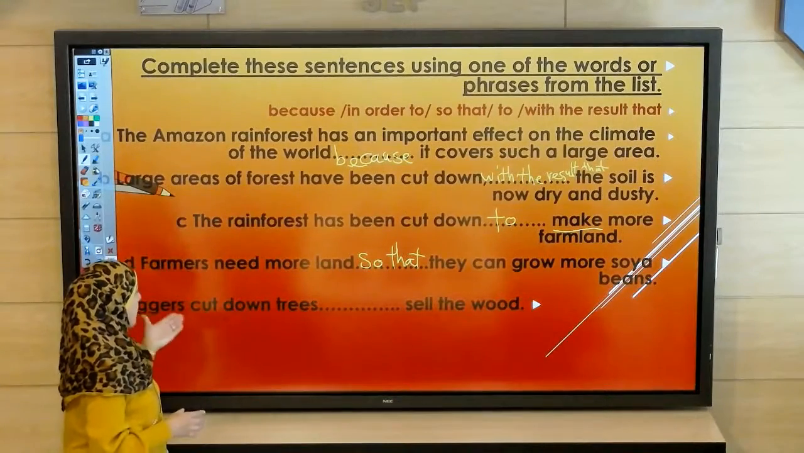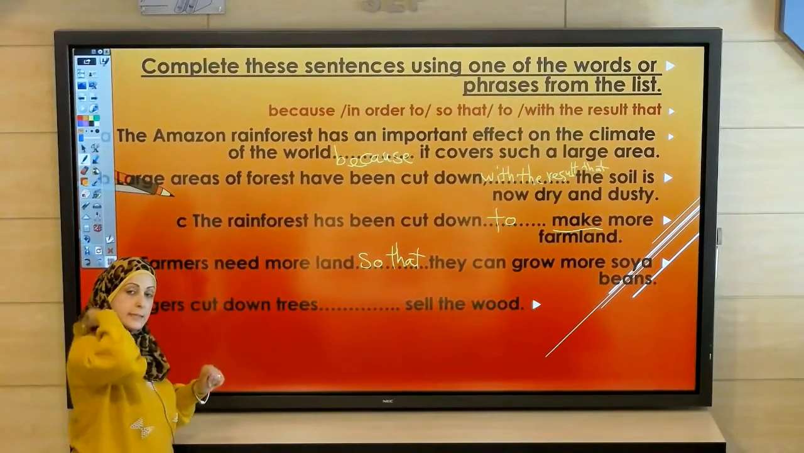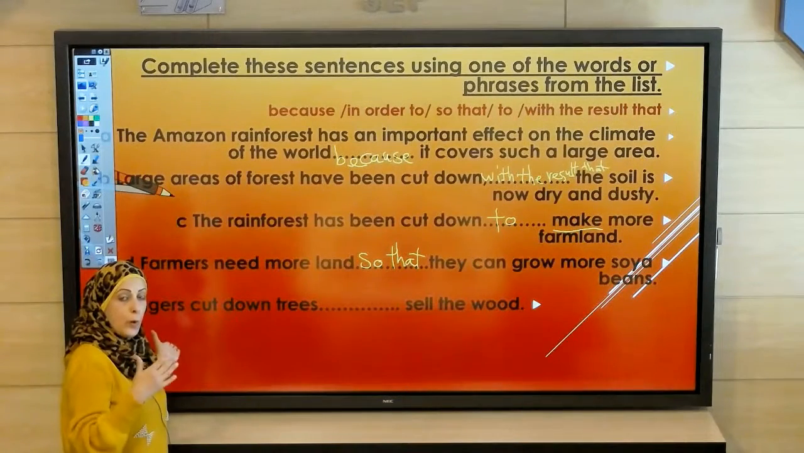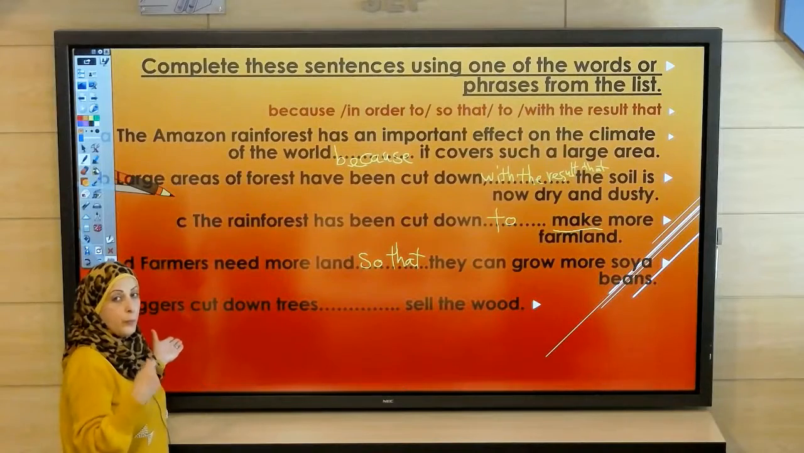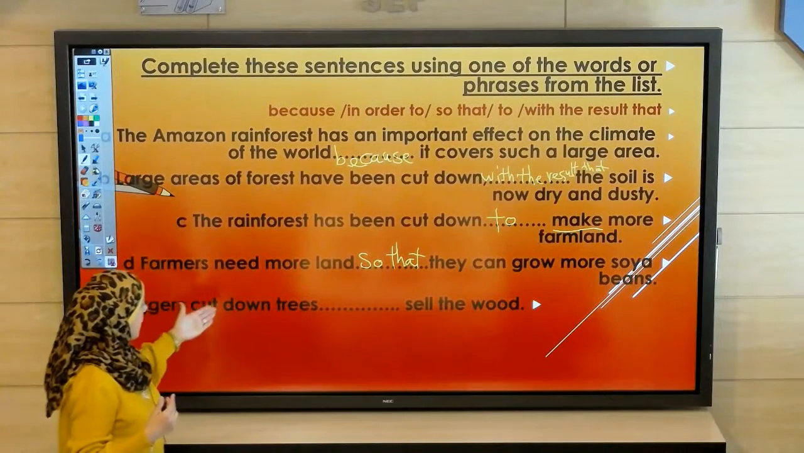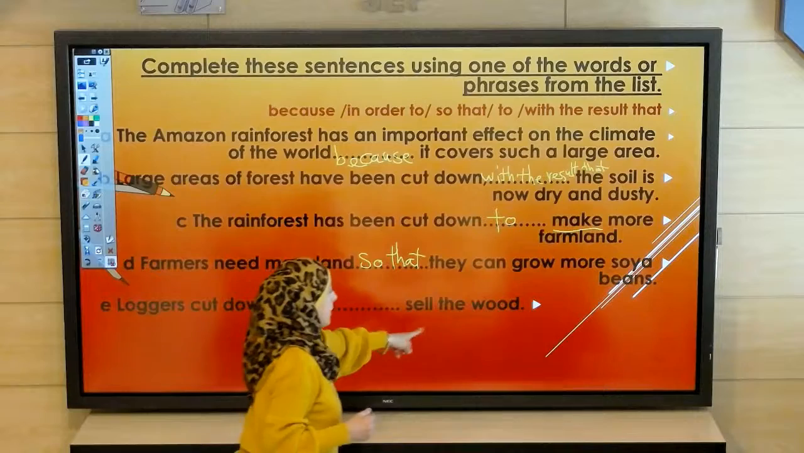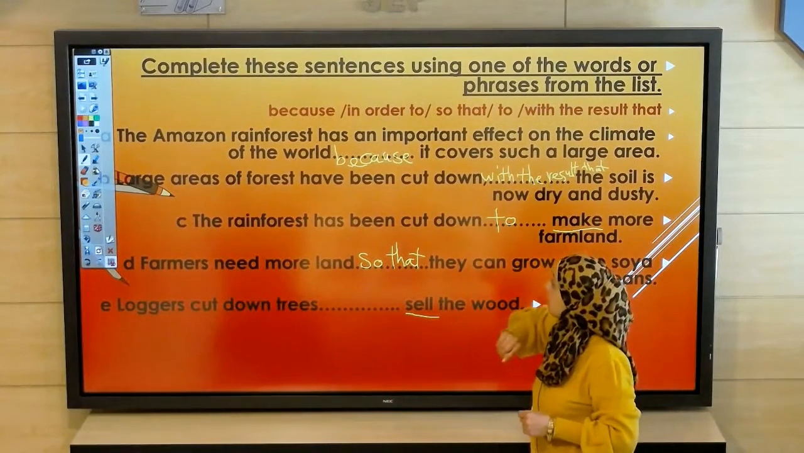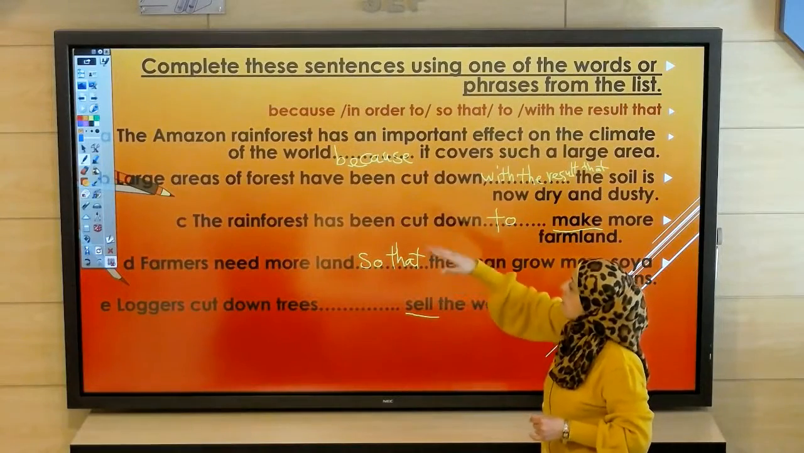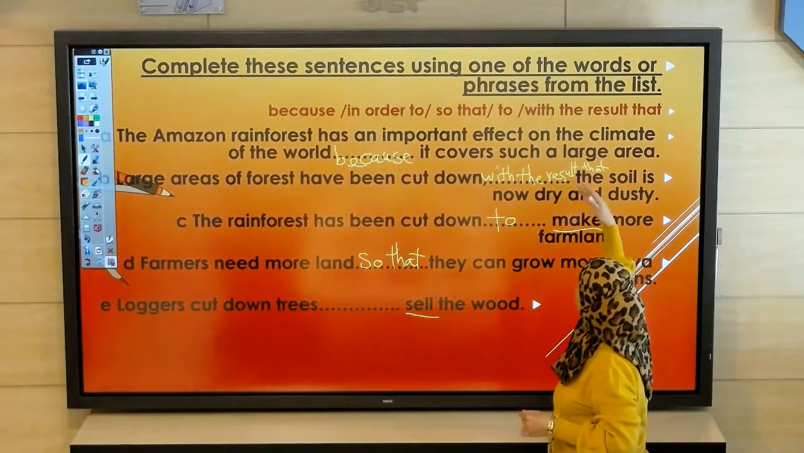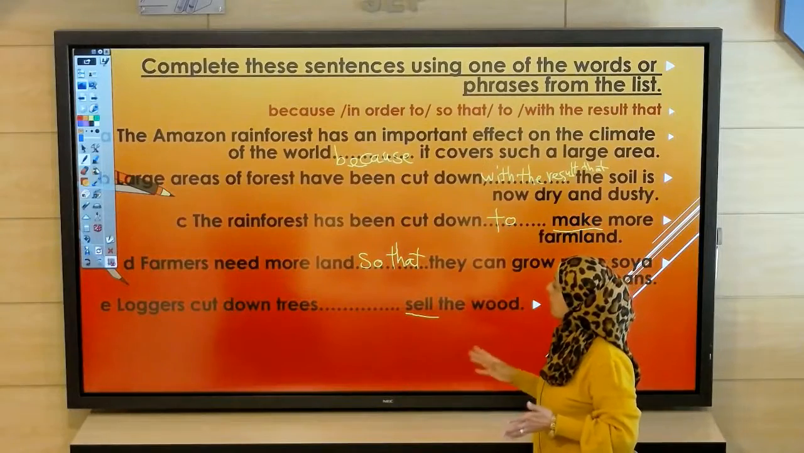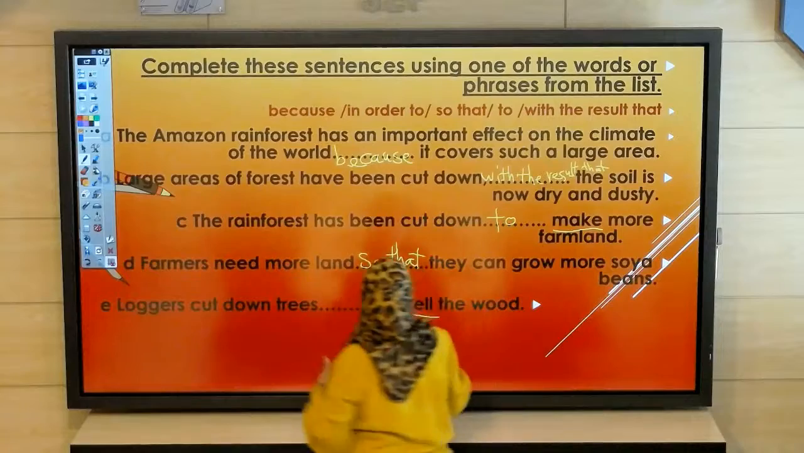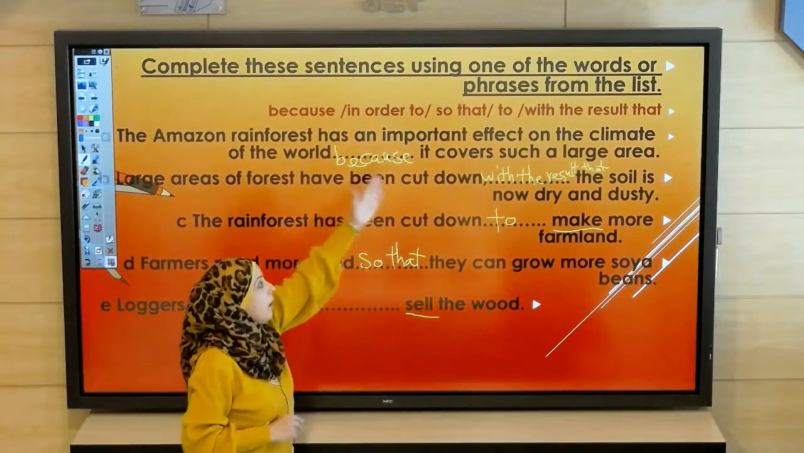Loggers cut down trees. Notice, and if you remember loggers, what do we mean by loggers? People who want the wood. Loggers cut down trees, sell the wood. Notice here we have an infinitive, so we can't use because, so that, or with the result that. What is the suitable answer? Loggers cut down trees in order to. So here we can use either in order to or to.